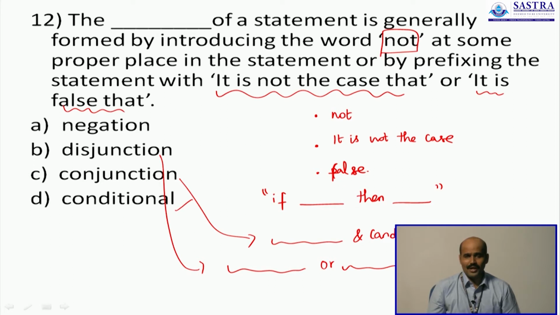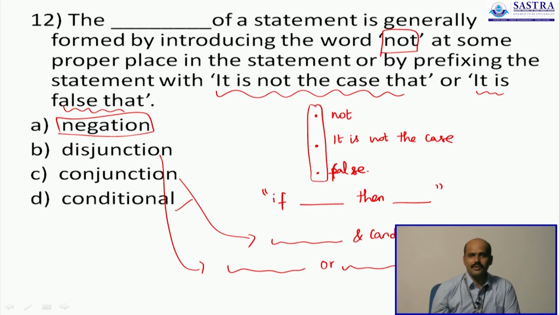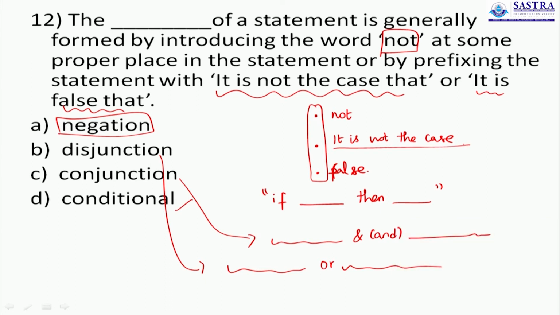None of these match the given description, but this definition called the negation of a statement perfectly defines what we have. The negation of a statement is actually obtained by one of these three methods. Either you introduce the word not in an appropriate place, or you add the prefix stating that it is not the case that something is happening, or you state that it is false, you assign the false value. So it is this option which is best suiting the given definition.